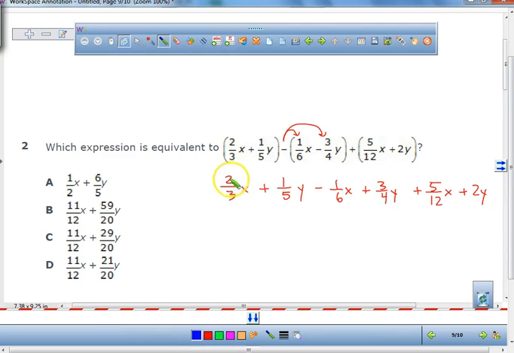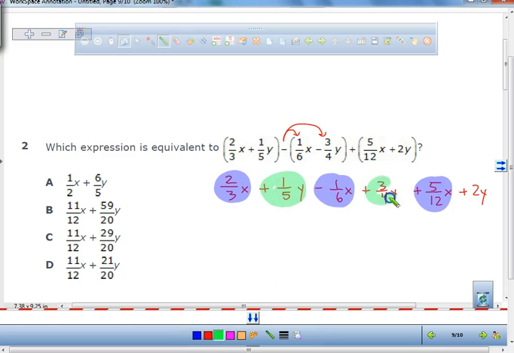Next thing I'm going to do before I pause this video that you guys do is I'm going to highlight everything that I have that's alike. Now, if you don't have a highlighter, what could you do? You could box it in or circle it or something. Anything that's alike. X's can be added to other X's. Y's can be added to other Y's. That's why I was highlighting.